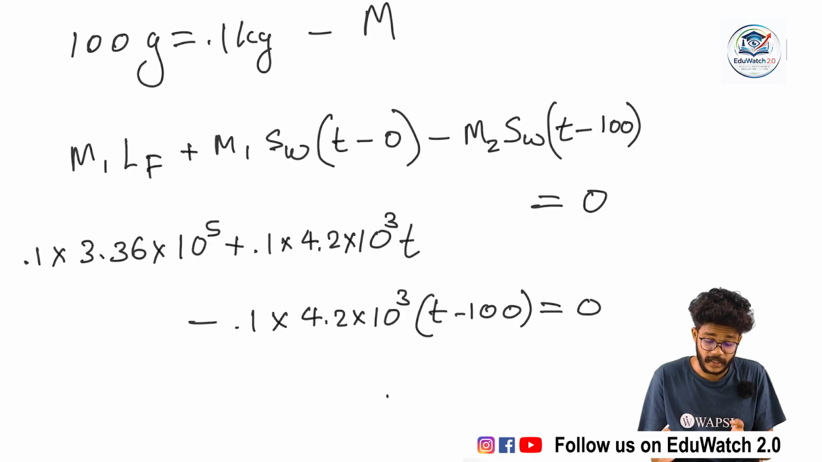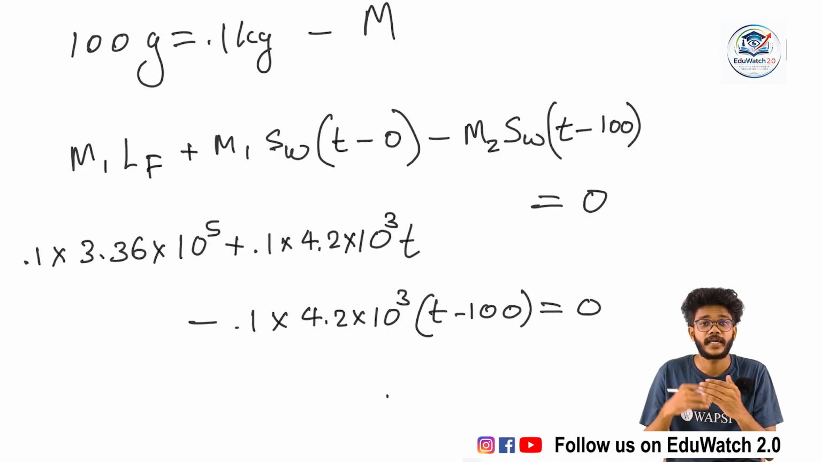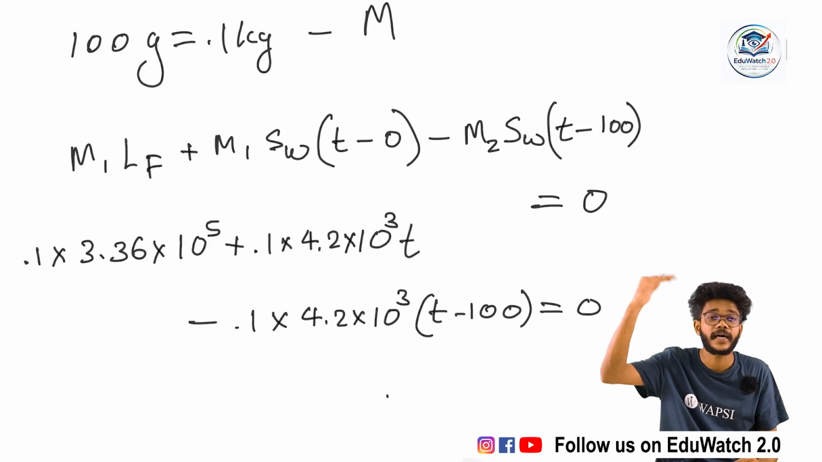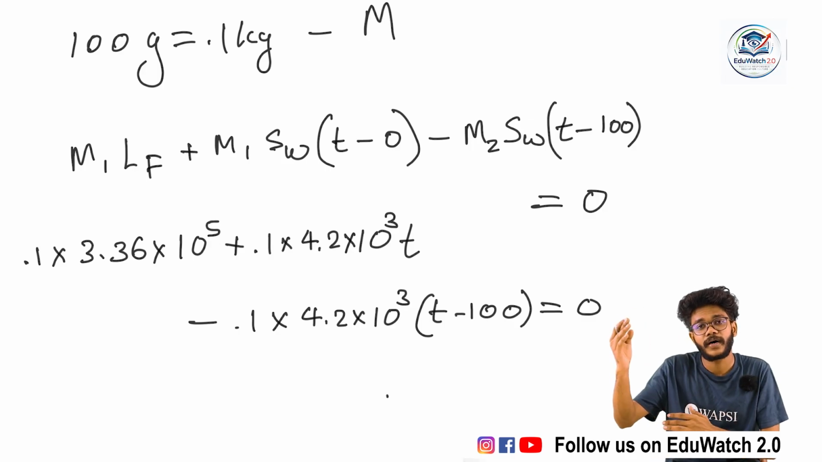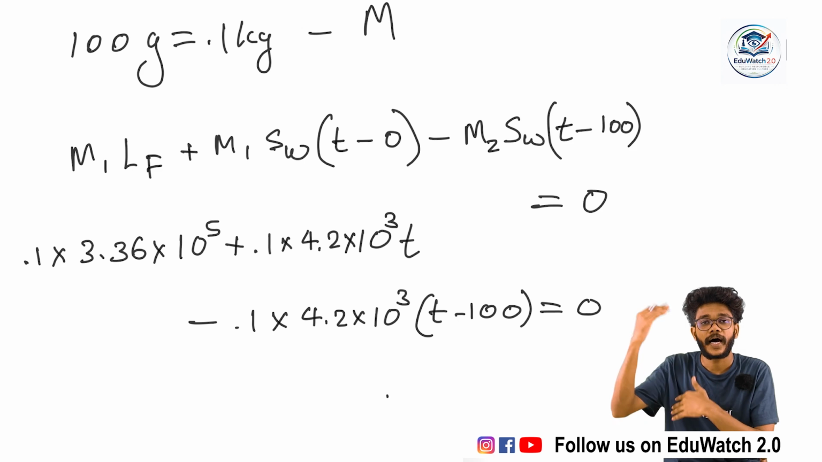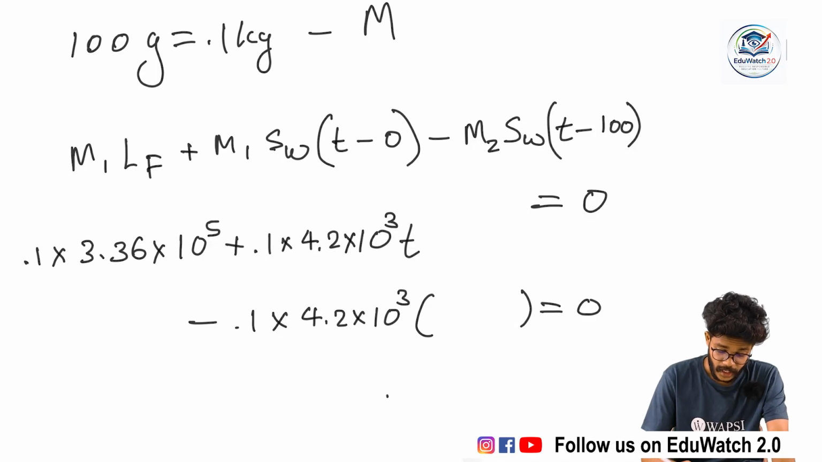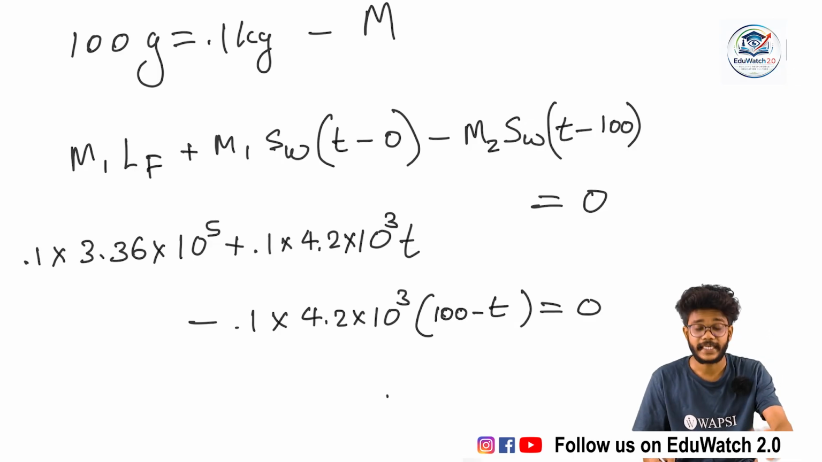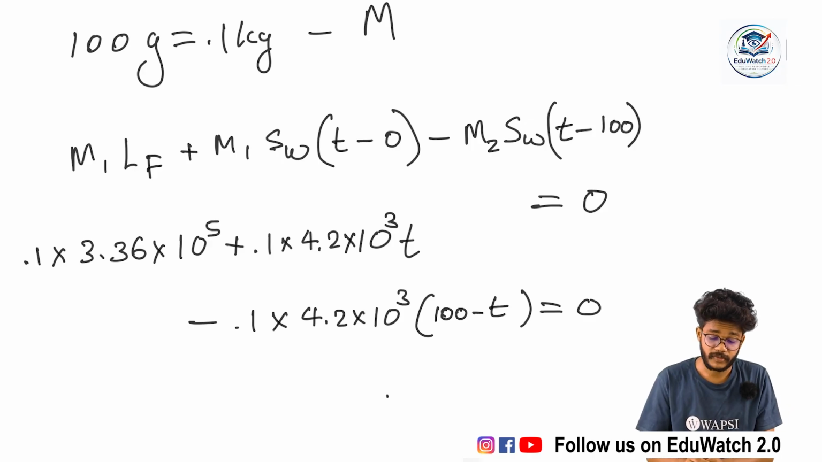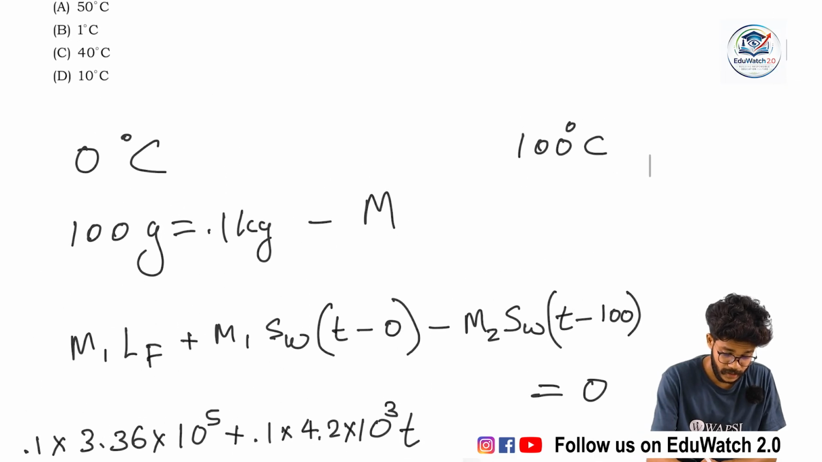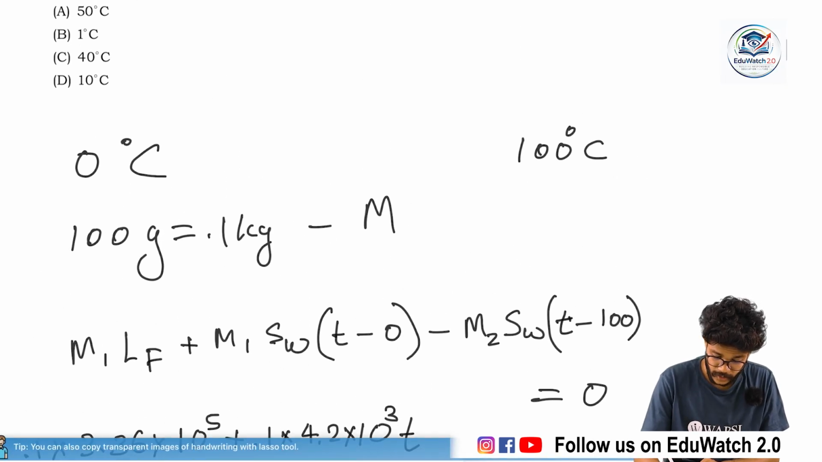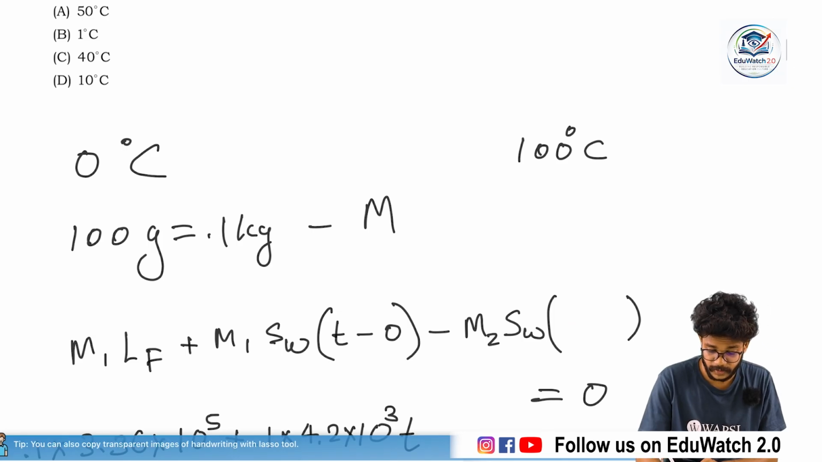Why? The 100 degrees Celsius is the initial temperature, the higher temperature, so higher energy. The energy is coming from higher energy to lower energy, so high temperature minus low temperature. So 100 minus T is the contribution term for the water which is in the higher state. So minus 0.1 into 4.2 into 10 raised to 3. So we need to change this equation from T minus 100 to 100 minus T.